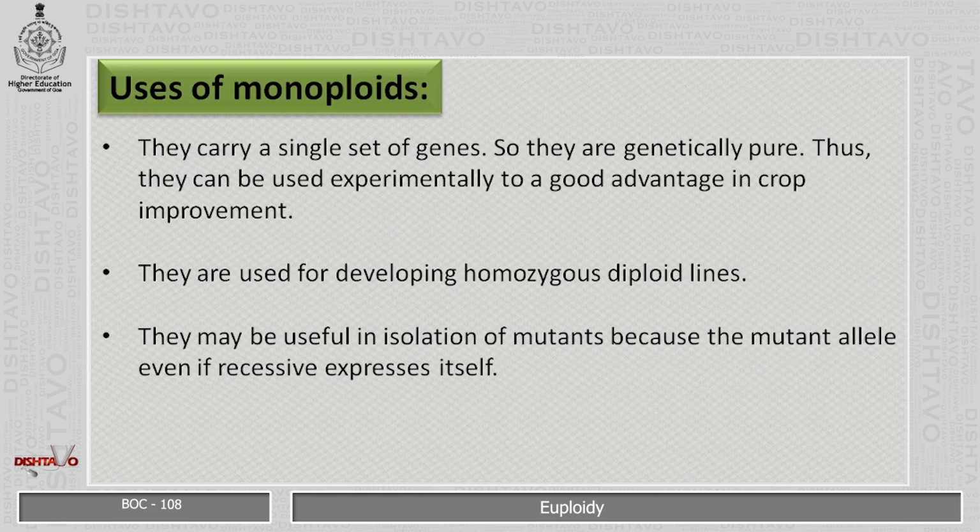Uses of monoploids. Monoploids carry a single set of genes, so they are genetically pure. Thus, they can be used experimentally to a good advantage in crop improvement. They are used for developing homozygous diploid lines. They may be useful in isolation of mutants because the mutant allele, even if recessive, expresses itself.